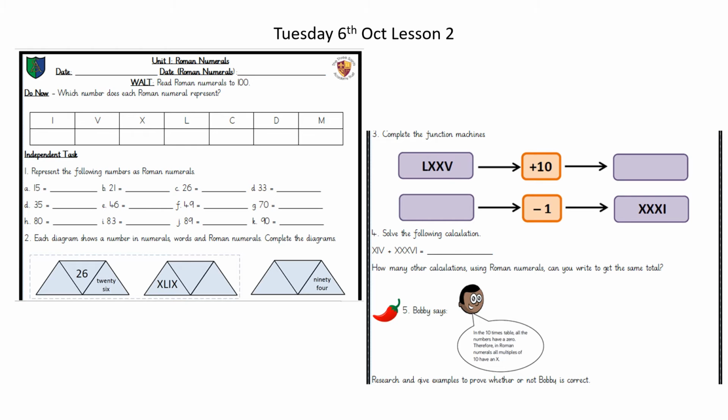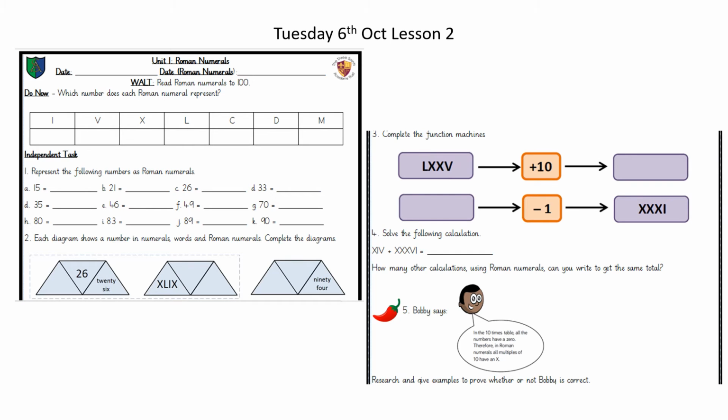I wonder whether you can remember what L means. I'll give you a clue. If C is 100, because C for century is 100 years, L is less than 100. I'll give you a hint. L is 50. I wonder if you know what D means.